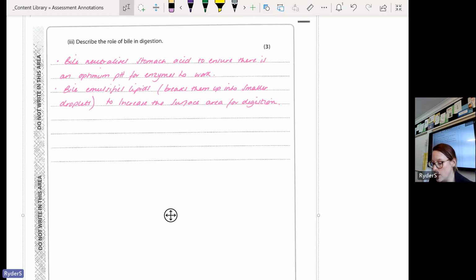So it also neutralizes the stomach acid, for the optimum pH for enzymes. Now, some of you said it increases the pH, which I accepted, increases the pH in the intestines. Some of you said it increases the pH in the stomach, which is not correct, so it doesn't work in the stomach, it works in the small intestine. And some of you said decreases the pH, which is incorrect because that makes it more acidic. So just be careful there. If you're saying neutralizing, you're not then getting confused with increasing or decreasing the pH.